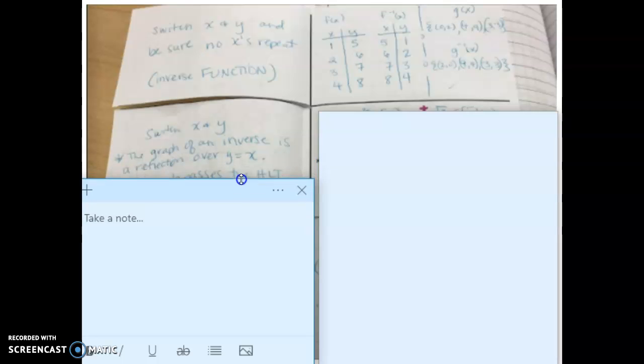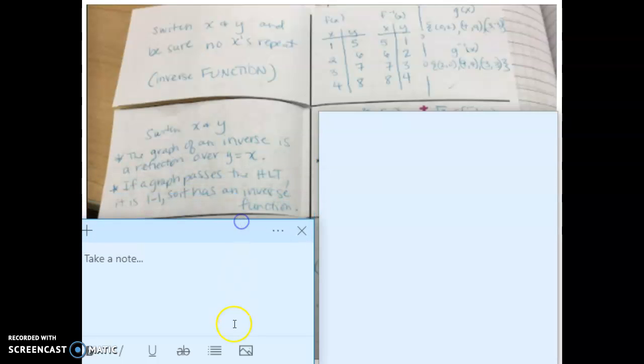For the next one, when you're looking at a graph, you're still going to switch those x's and y's for the ordered pairs because it could be turned into a table, so you would still switch those x's and y's. Two characteristics: first of all, the graph of an inverse is a reflection over y equals x. So if you were to flip it over the line y equals x, you would get back the same exact graph. That's one of the properties of inverses.